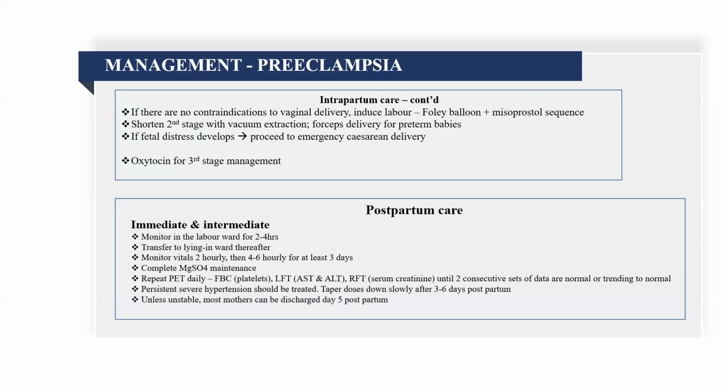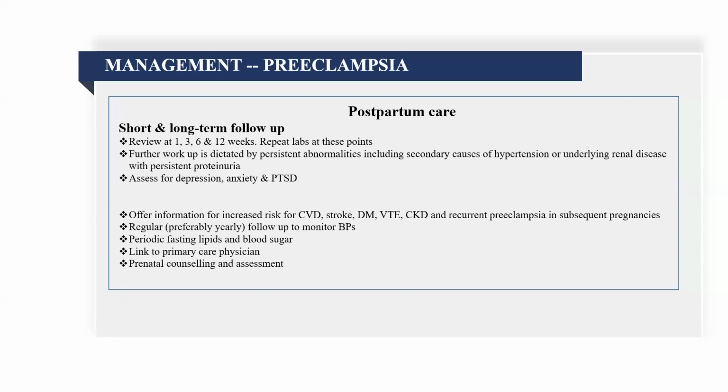Persistent severe hypertension should be treated, and then you taper doses off slowly after day 3 to 6 postpartum. Typically, after the delivery of the placenta, the BP tends to come down. So in some cases, you may not necessarily need high ceiling doses of antihypertensives to control the BP. So you taper it, you titrate it against the BP. Unless unstable, most mothers should be discharged after day 5 of delivery.